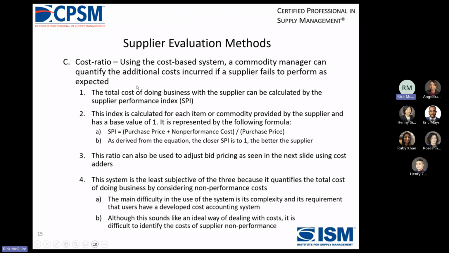And then you've got the cost ratio. We don't really use this here, but it takes a lot to set it up. The total cost of doing business index is calculated on the commodity: purchase price plus non-performance cost divided by purchase price. Using it, you adjust the bid. I'll show you what that looks like in a minute. It's the least subjective, and it quantifies the total cost, but it's a very difficult system to set up and use.